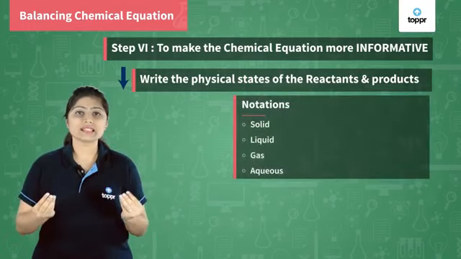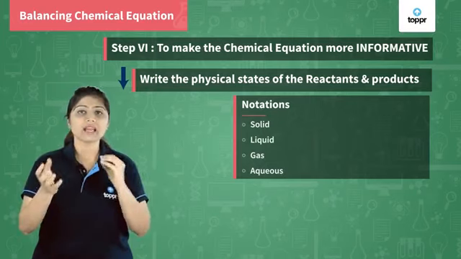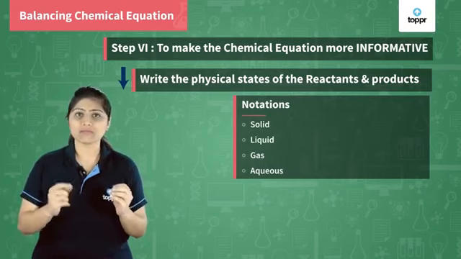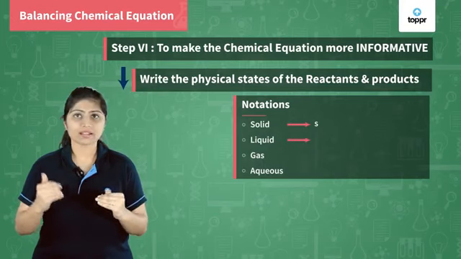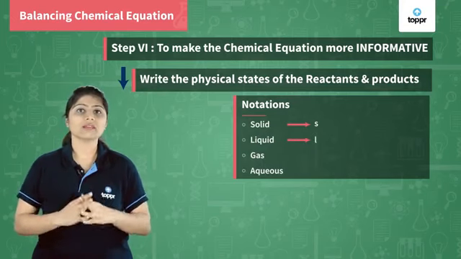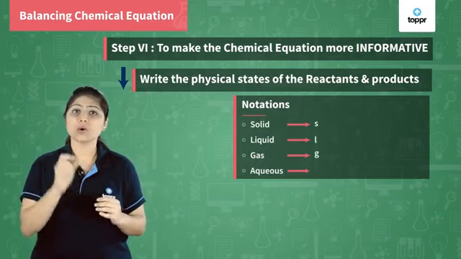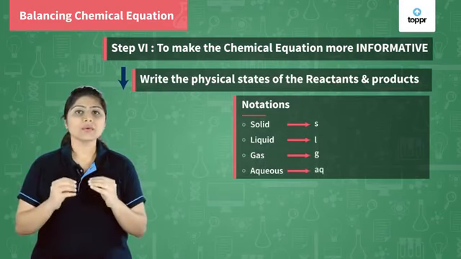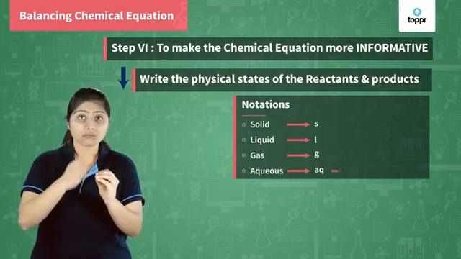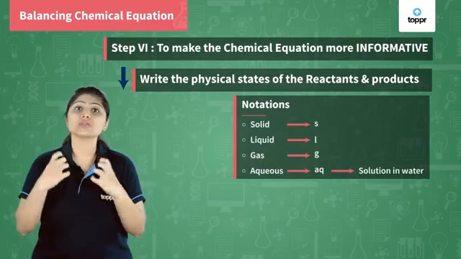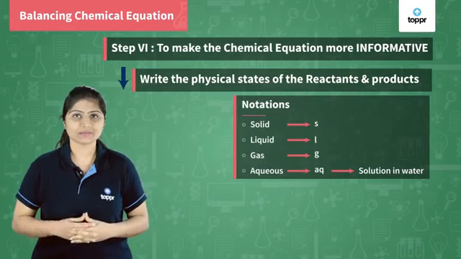Now, physical states can be solid, liquid, gas or aqueous. If a reactant or a product is in solid state, we have to write a small s beside it. If it is liquid, then small l. If it is gaseous, then small g. And if it is aqueous, then small aq. Aqueous is which state? Sugar is in solid state, but if you dissolve it in water, the state of sugar becomes aqueous. So anything dissolved in water becomes aqueous.